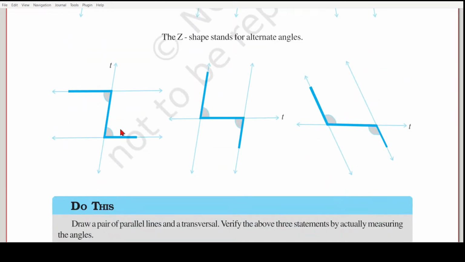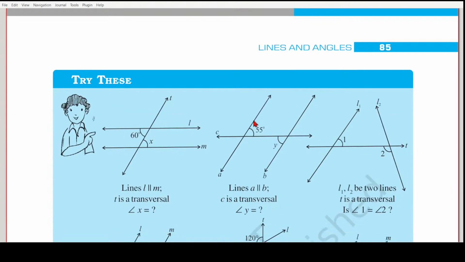What about these two? Alternate. Alternate what? Interior or exterior? Interior. What about these two? Alternate interior. What about these two? Alternate interior. Very good. Understood now? Yeah.